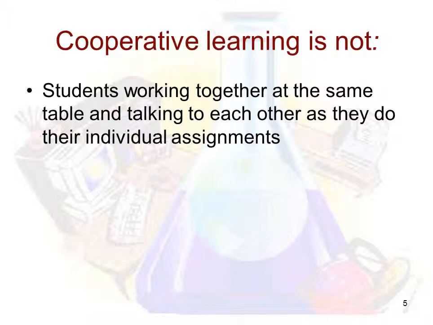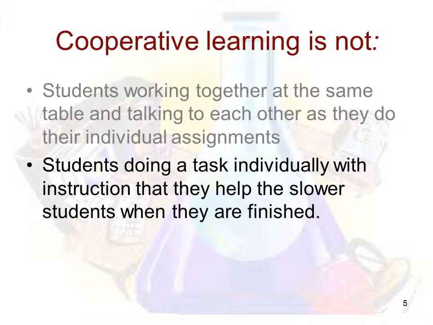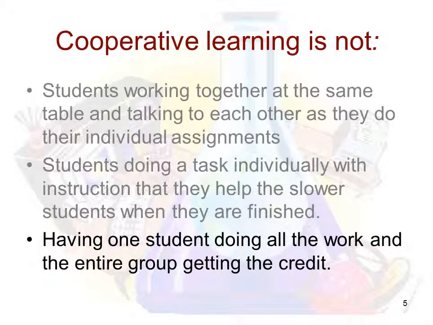Now, you just can't say, all right, you students work together. That's not a cooperative group. It needs structure. Can't say you students help the slower student. That's not a cooperative group when you're finished. And usually sometimes when you see group work going on, it's one student doing all the group work and then the entire group gets the credit. That's not a good example of a cooperative activity.